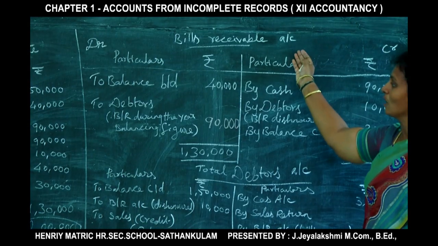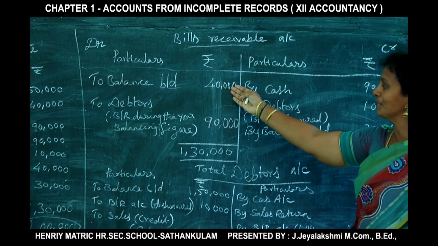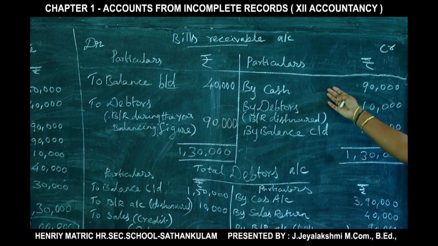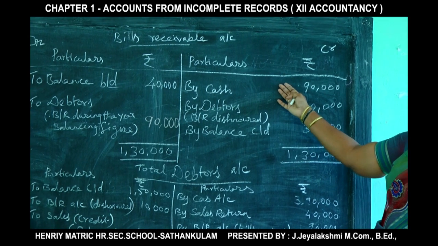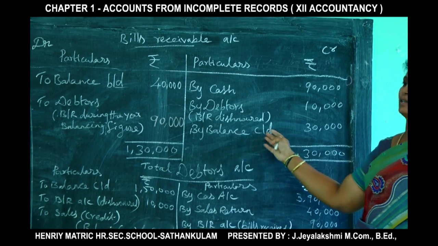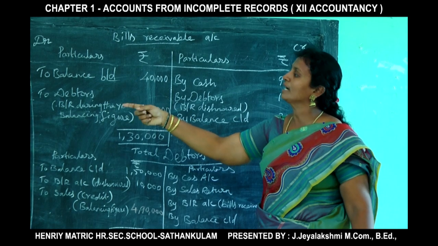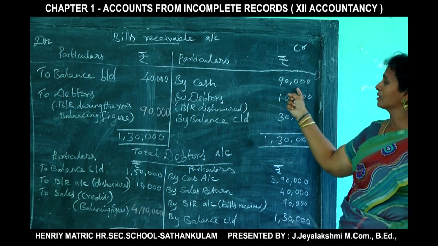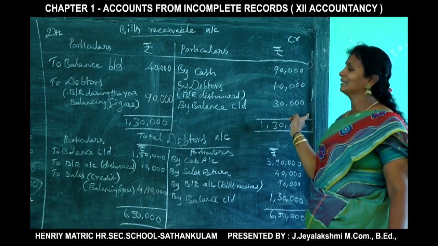So, bills receivable account, to balance brought down. This is the opening balance, so we write 40,000. We have to recall our format of the bills receivable account. On the credit side, we take cash, debtors, and by balance, which is nothing but the closing balance. Directly from the illustration, the transaction by cash, 9,000. By debtors, 10,000. By closing balance, we get 30,000.